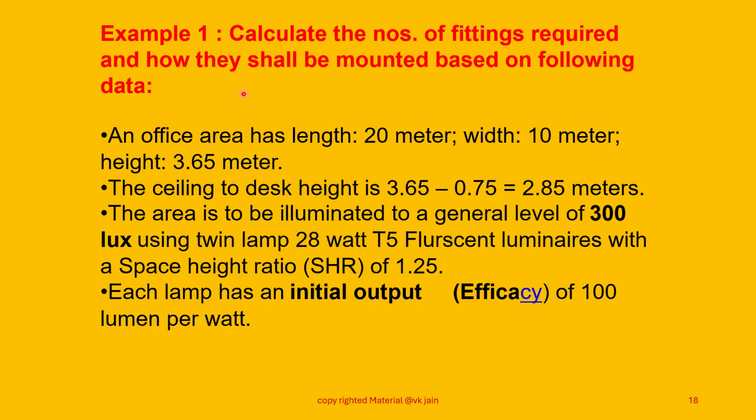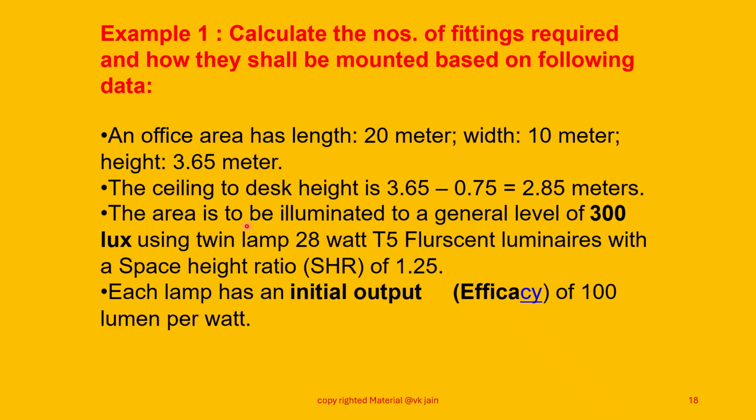Friends, now we start calculating. In example 1, calculate the number of fittings required and how they shall be mounted based on the following data. An office area has length say 20 meter by width 10 meter and height 3.65 below false ceiling. The ceiling to desk height is 3.65 minus 0.75, that is 2.85 meters.